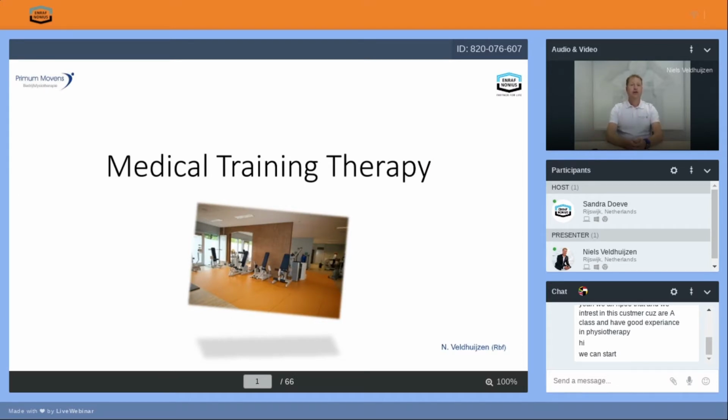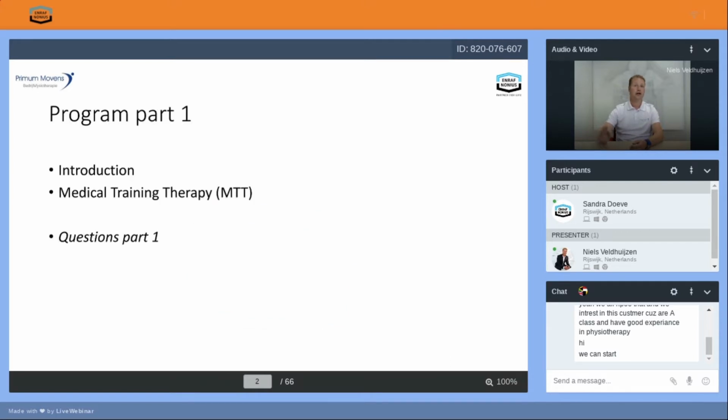Like I said, this is a presentation about medical training therapy. You look at a picture of an exercise room somewhere in the Netherlands. It's an example of many exercise rooms. Many physiotherapists have exercise rooms here in the Netherlands, and we truly see training as a therapy. In this first part, I will start with an introduction in medical training therapy and slightly describe how we work in the Netherlands. And like I said, there's a question possibility after this first session.